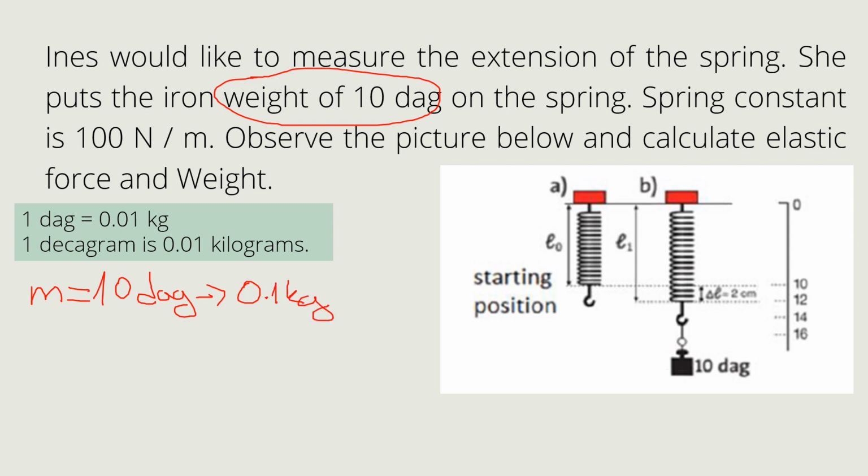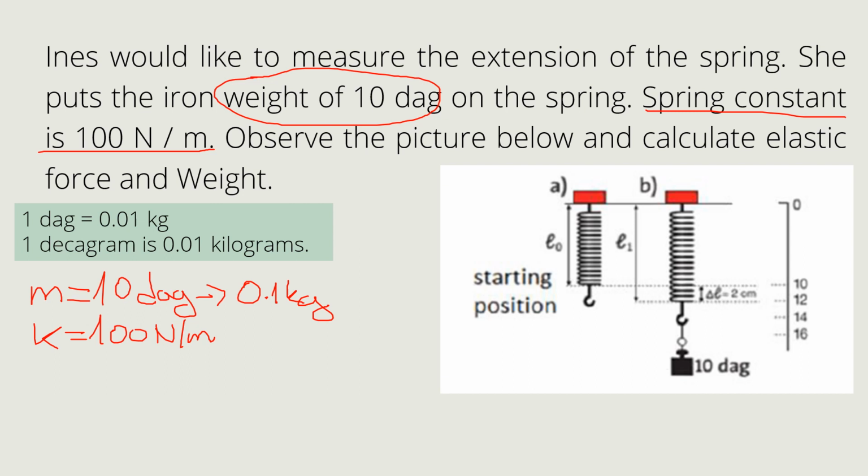The next step is to take out what else we have. We have that the spring constant is 100 newtons per meter. The symbol for spring constant is small letter k. So k equals 100 newtons per meter. Then it says observe the picture below and calculate.